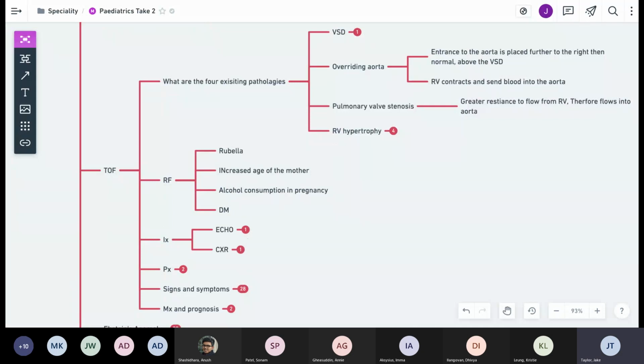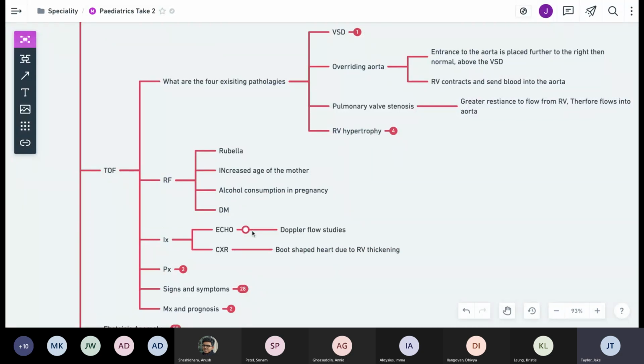Does anyone know the classic pass med sign? Well, not really pass med sign, that's not really fair. Anyone know what the sign is you see on chest X-ray for tetralogy of Fallot? Boot-shaped, yeah. A boot-shaped heart due to right ventricular thickening because of right ventricular hypertrophy.